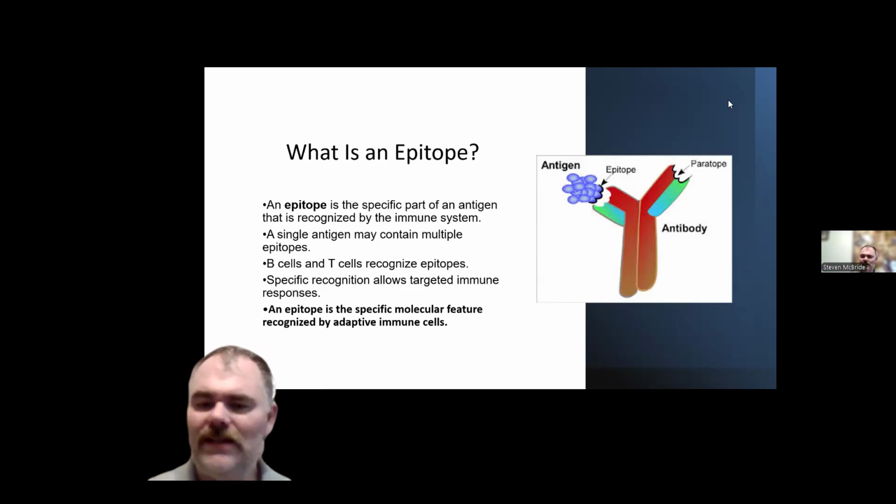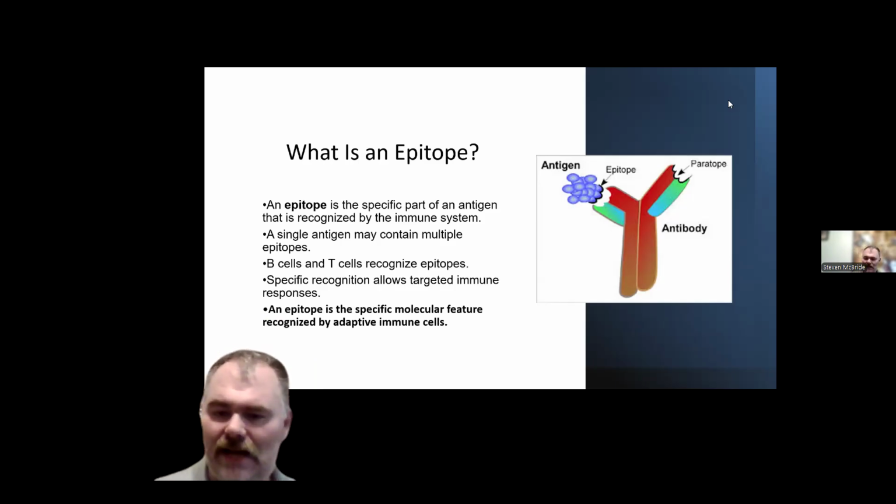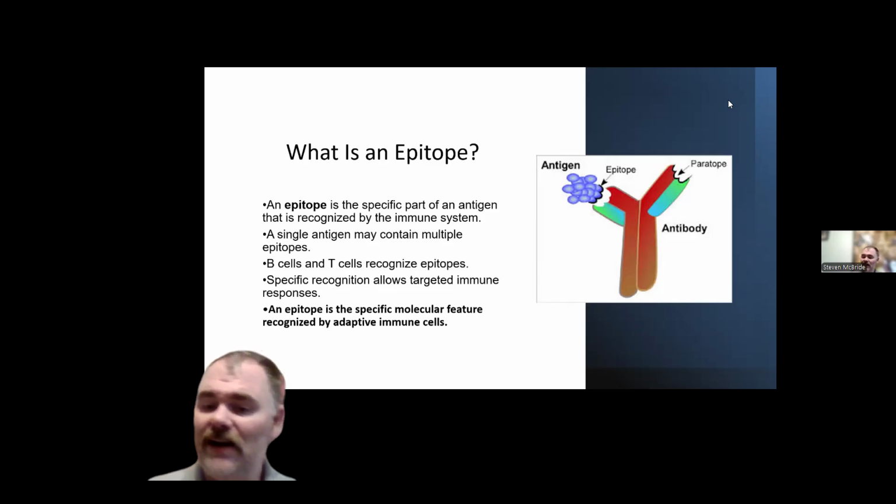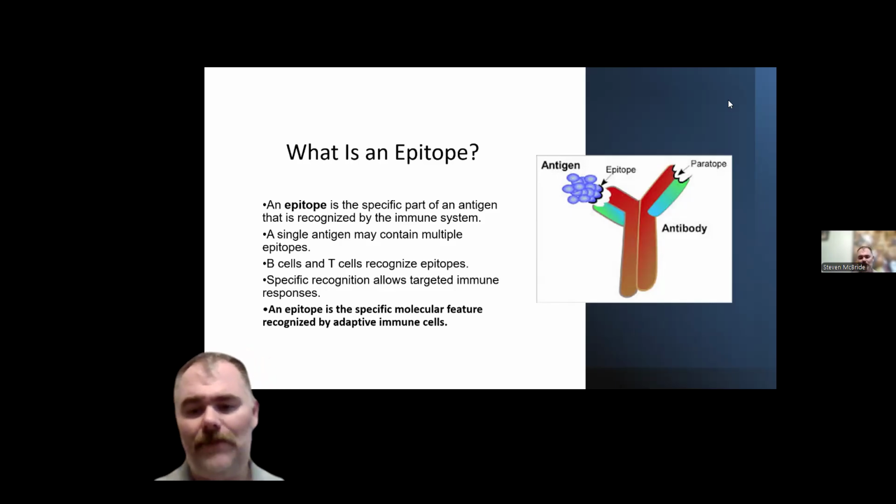As a result, different B cells and T cells may recognize different parts of the same pathogen. This level of specificity is one of the defining characteristics of adaptive immunity. Each lymphocyte is capable of recognizing a particular epitope, allowing the immune system to target pathogens with remarkable precision.